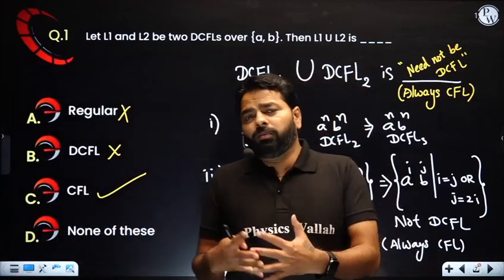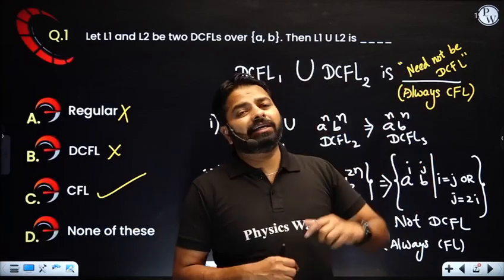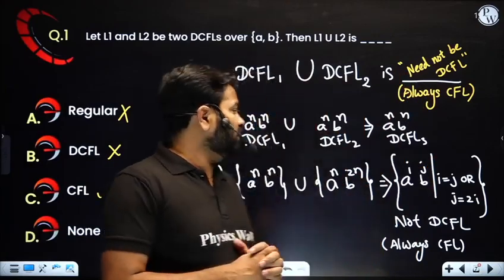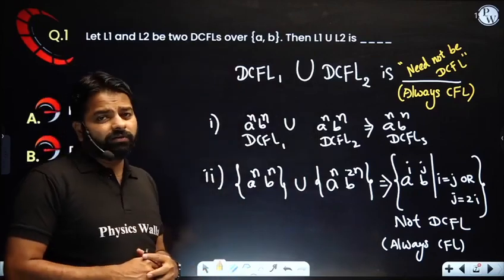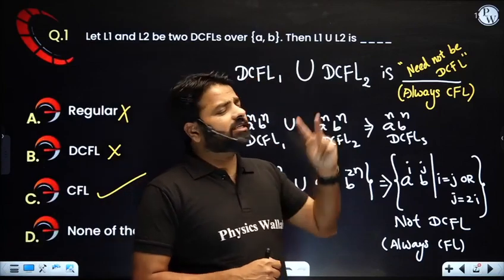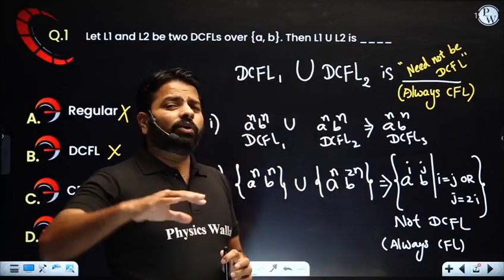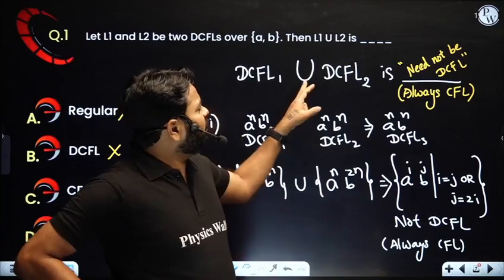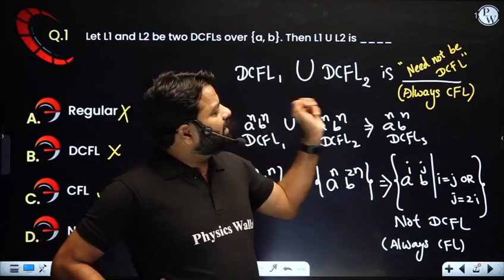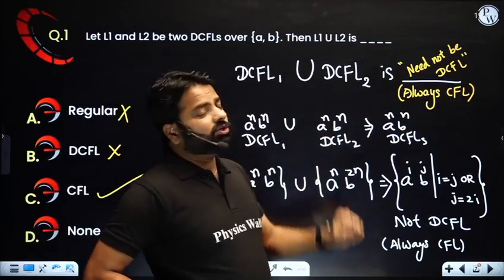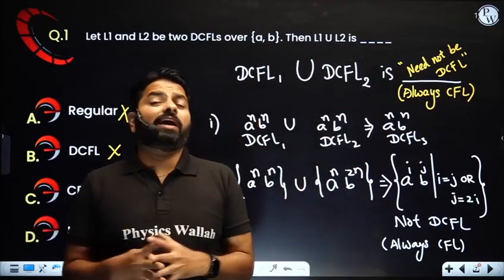When you talk about DCFL, it need not be DCFL, or it may be DCFL, may not be DCFL. Fine. This is the first question. You have to look at the union of two DCFLs and what happens. And you have a homework for that. Take as homework: if the union of two languages is DCFL, then what is L1 and what is L2? Do you have any restriction for L1 and L2?